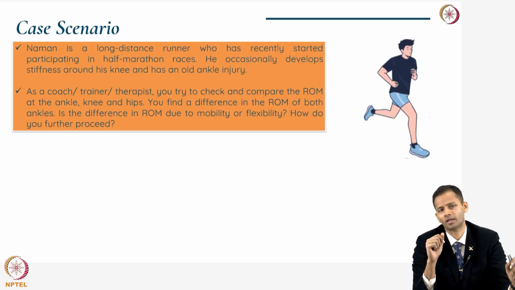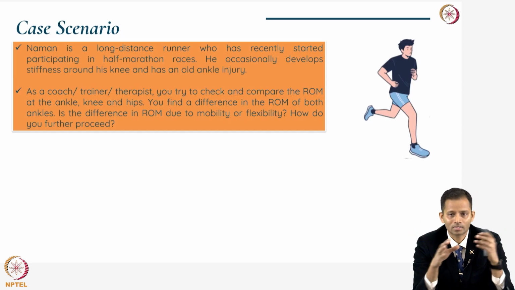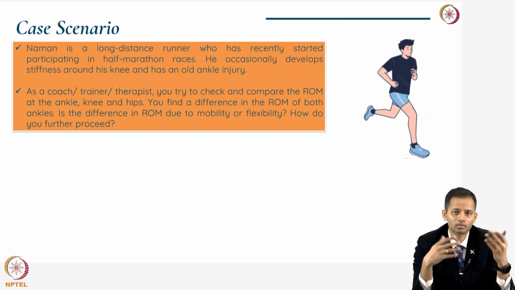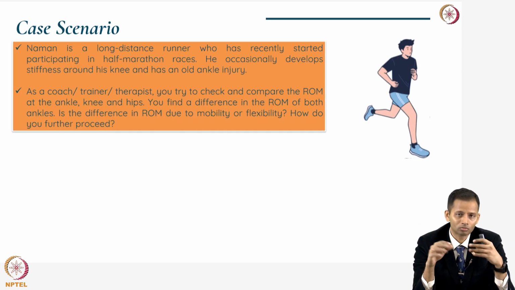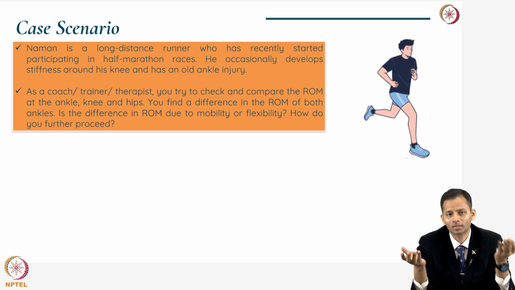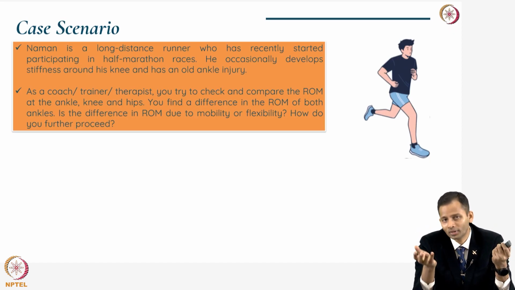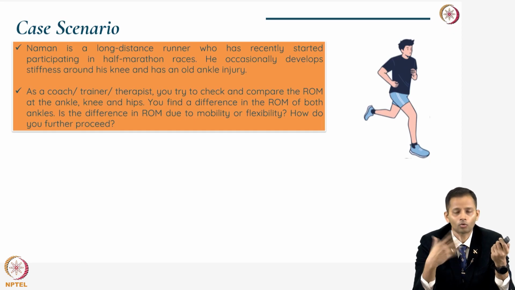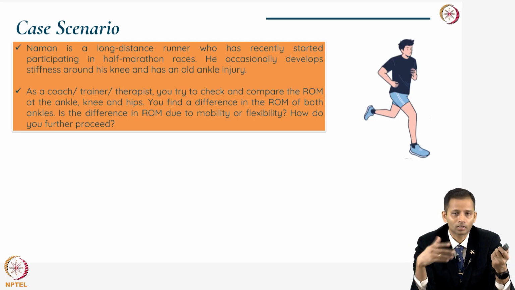So let's see the case scenario. We started this lecture with Naman, who is a long distance runner who has recently started participating in half marathons. He said that he occasionally develops stiffness around the knee and has an old ankle injury as well. How do you check and compare the range of motion of the ankle, knee and hip, and then you find a difference at the level of the ankle? How do you say whether it is because of mobility or flexibility, and how to proceed further? So with the knowledge that we have learnt in this lecture, let's analyze this case.